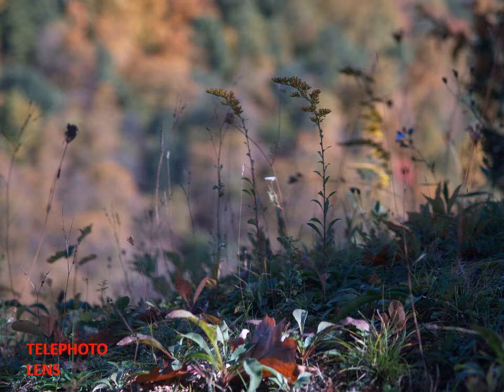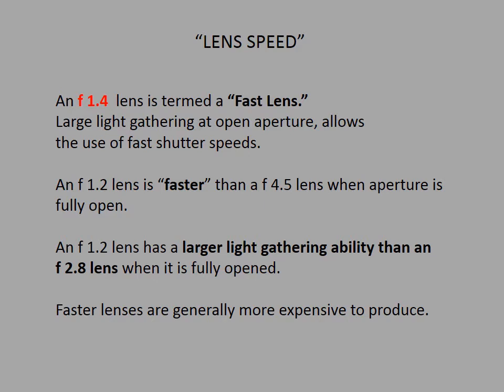Lens speed. An f1.4 lens is termed a fast lens. An f1.2 is faster, and an f1.2 has a larger light gathering ability than an f2.8 lens when it is fully open. Faster lenses are generally more expensive to produce.